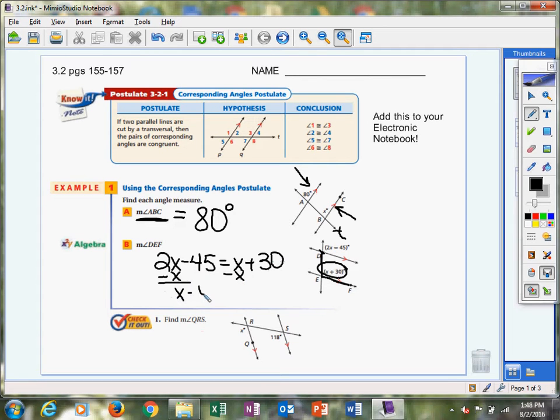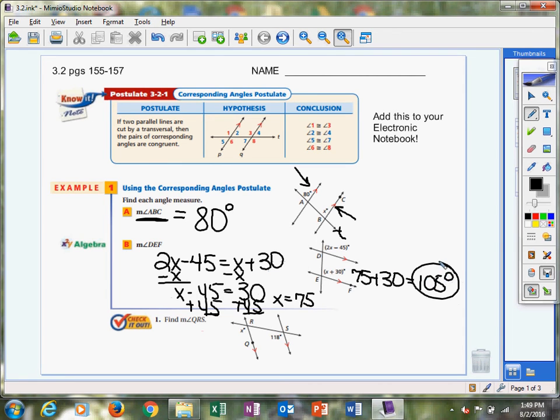So I'm going to go ahead, take away x from each side. Now I have x minus 45 is equal to 30. I'm going to add 45 to each side. And so it looks like x is 75. Okay, that's not the angle measure. The angle measure is x plus 30. So I've got to take my 75 and add 30 to that, and my angle measure is 105 degrees. That's what we're after.